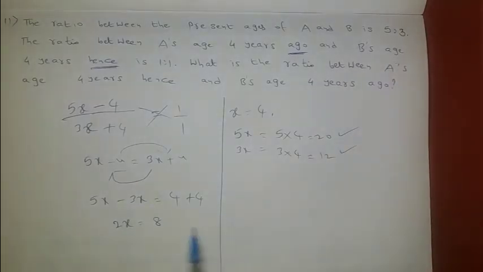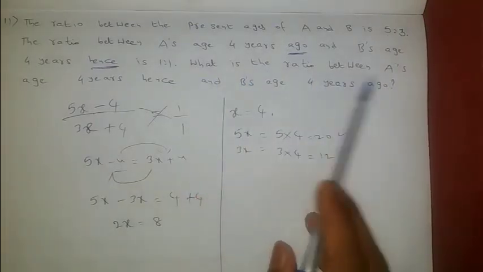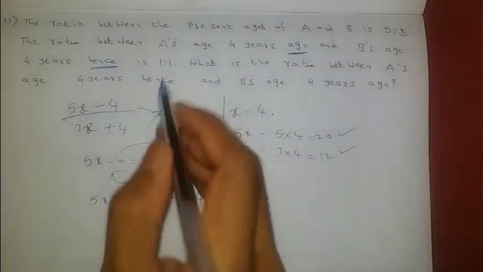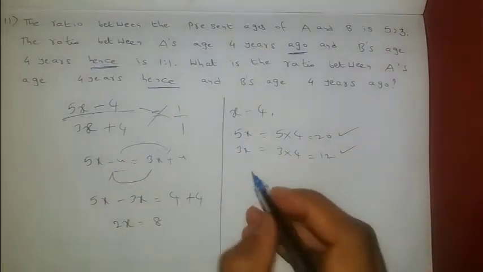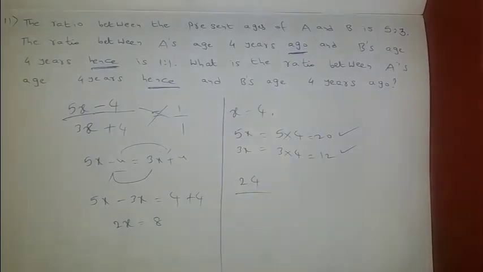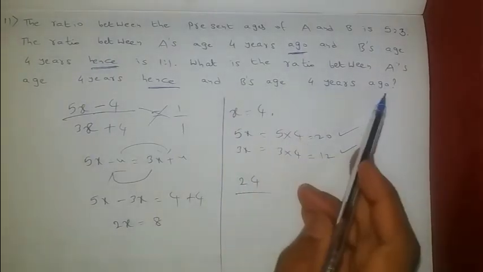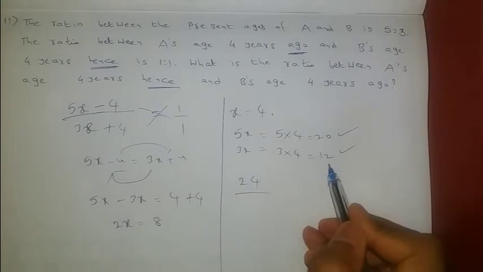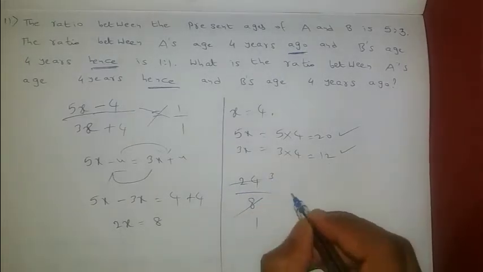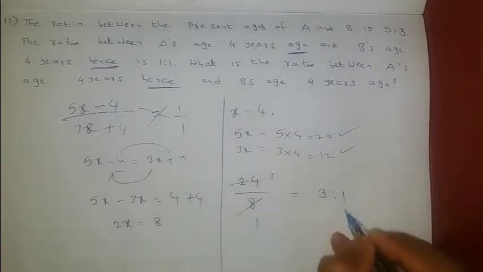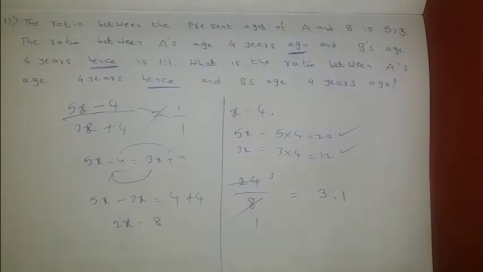Then what is being asked in the question? What is the ratio between A's age 4 years hence? A's age after 4 years. Present age is 20, so after 4 years 24. And B's age 4 years ago. Present age is 12. 4 years before or 4 years ago, it will be 8 years. So 8 1s are 8, 8 3s are 24. So the ratio of A's and B's age after 4 years and before 4 years respectively is 3:1.